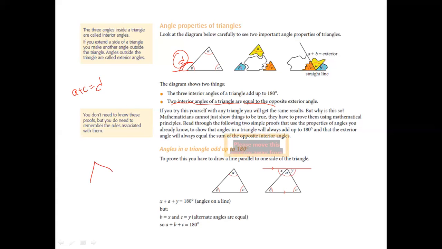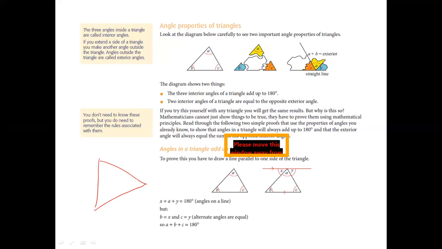Let's try it. It's an acute angle triangle with angles 60, 50, and automatically here must be 70. Yes. What is the exterior angle of 70? Exactly 110, because it is a straight line, and you will get 180 totally.